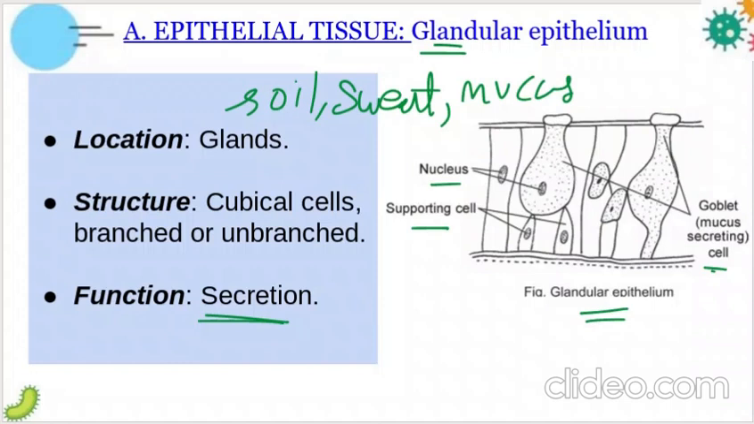The structure is cubical cells, cube kind of shape. They can be vessel kind of shape also, and they may be branched or unbranched in some conditions. Okay, so that was all about the epithelial tissue.